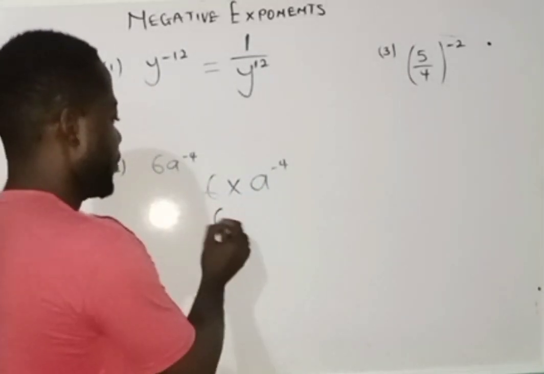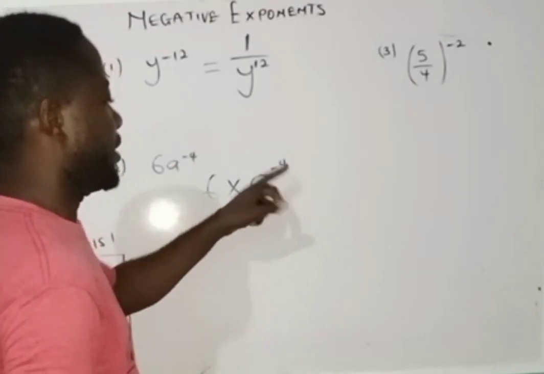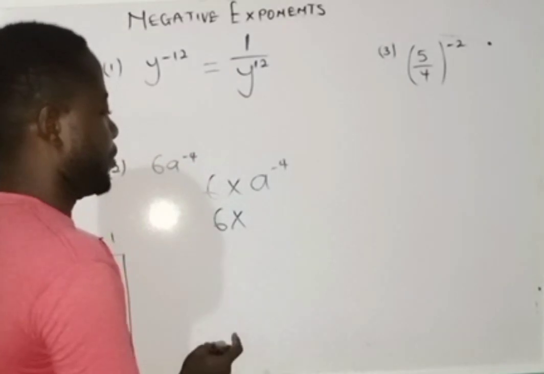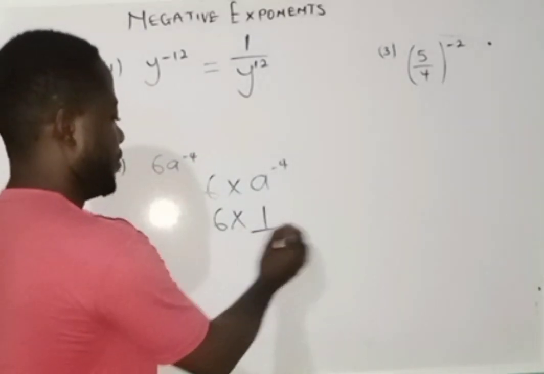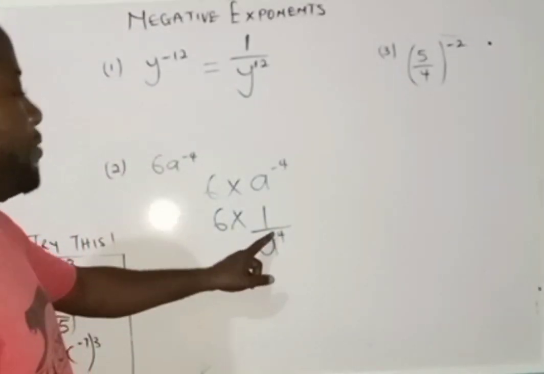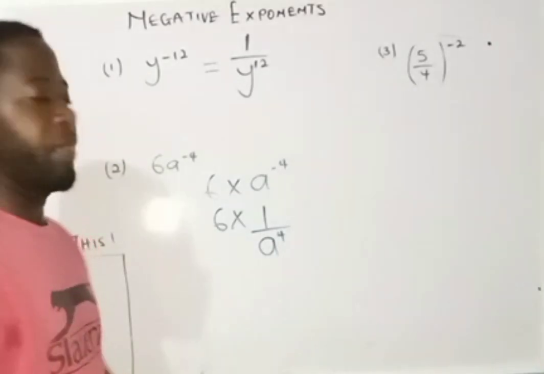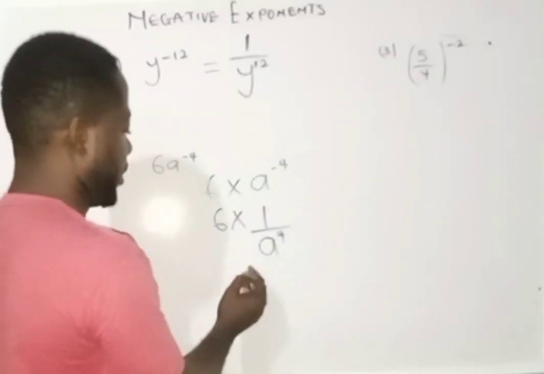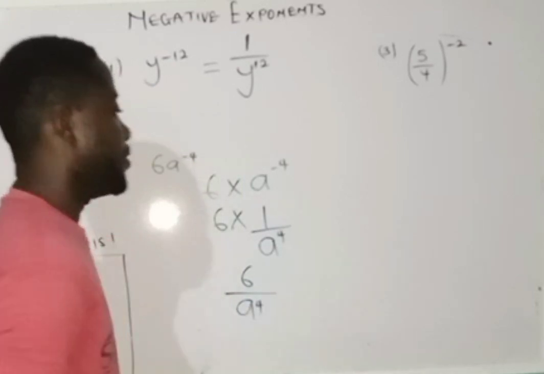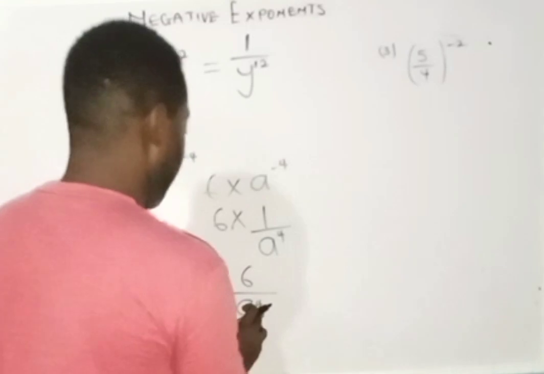Now the next thing to do, since this one is having a negative exponent, is to change it to the reciprocal of it, and that's going to be 1 divided by a raised to power 4. Don't forget, you remove the negative sign because you now have 1 all over. Now next I'm going to say 6 times 1, so that will be 6 all over a raised to power 4. So the answer to this is 6 all over a raised to power 4.